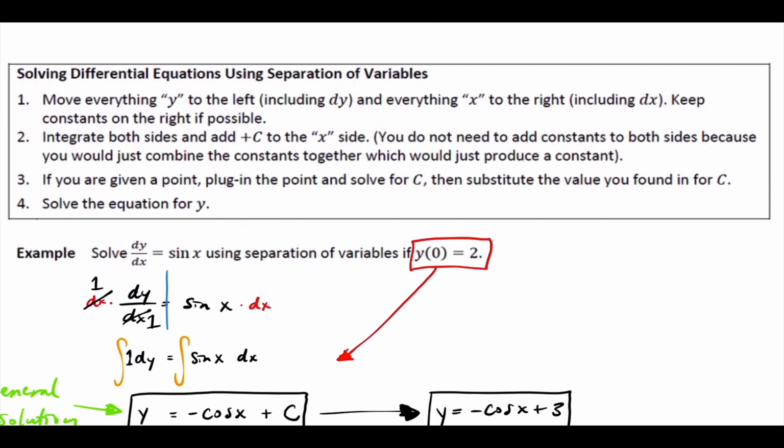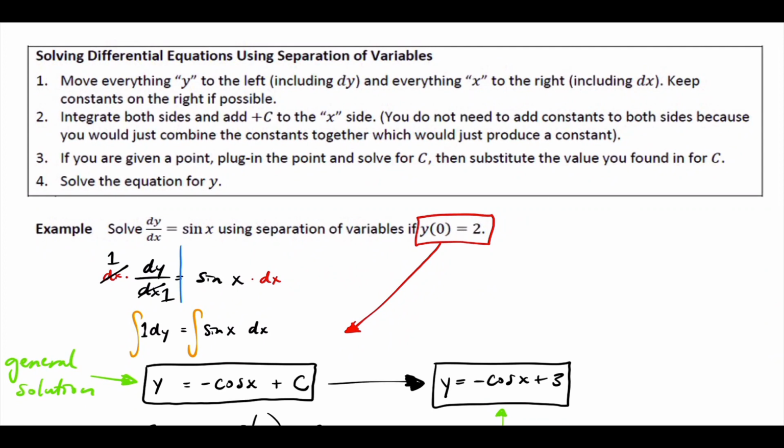Okay. So these are the steps we've been doing, which we will continue to do. Anytime you're solving differential equations, you're going to use separation of variables. The first thing we did was we moved everything y to the left, everything x to the right. That's the first step. If there's any constants, just keep them to the right. They're usually going to be on the right side. Just leave them there.